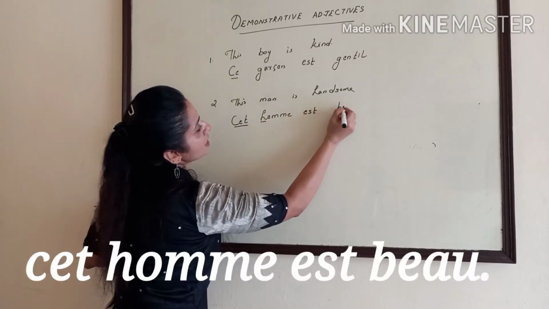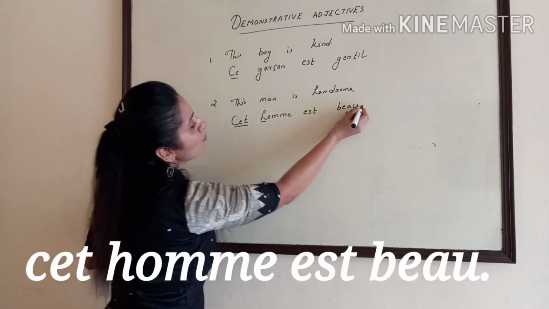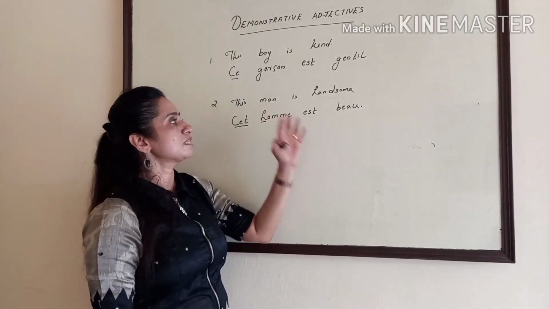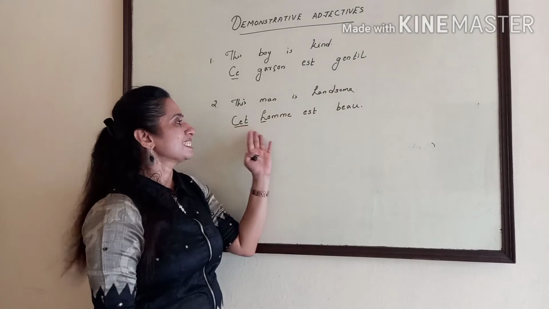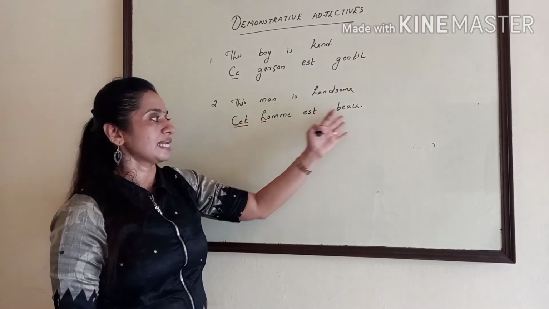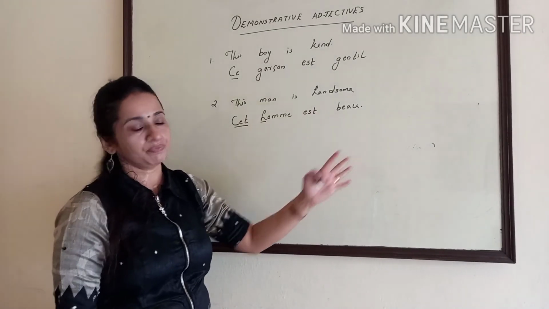For handsome, it is B-E-A-U, beau. Cet homme est beau. That means this man is handsome. Cet homme est beau. This man is handsome or that man is handsome.